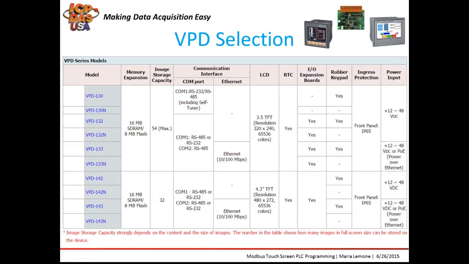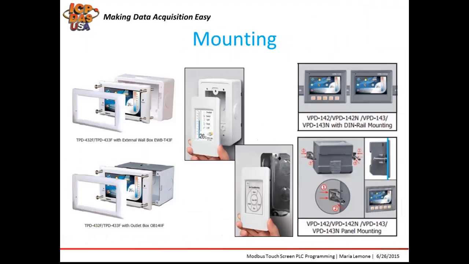The VPD series come with 3.5 and 4.3-inch screens. They have a power input of 12 to 48 VDC. You can put an internal I/O board inside. They also have a real-time clock for scheduling operations. They're IP65 front panel mount, so if you mount them properly in a panel, you can spray at them with water jets. They also have optional rubber keypads. They can be mounted on a wall or in an enclosure box. The VPD series have the DIN rail mount on the back.